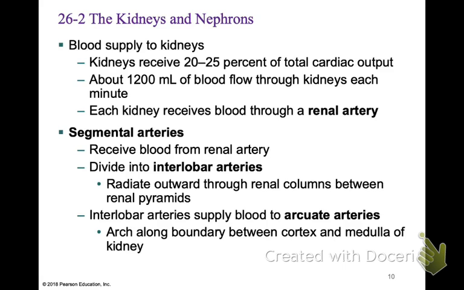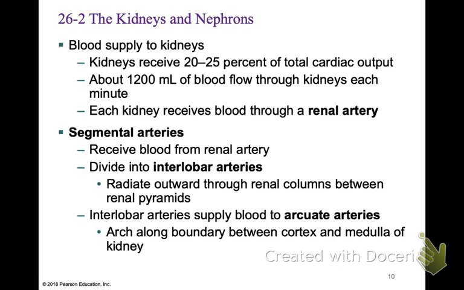But the percentage received by the kidneys is going to decrease. About 1,200 milliliters a minute at rest, and maybe only 600 or 650 milliliters a minute during intense activity. The blood supplies through the renal artery. It subdivides into segmental arteries, which subdivide into interlobar arteries. Interlobar arteries run between the pyramids.